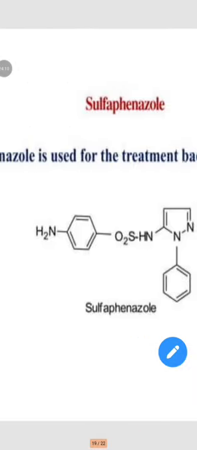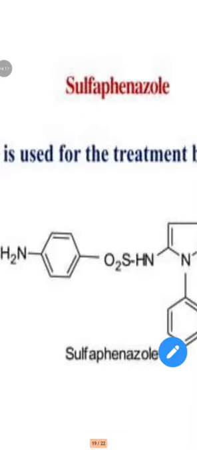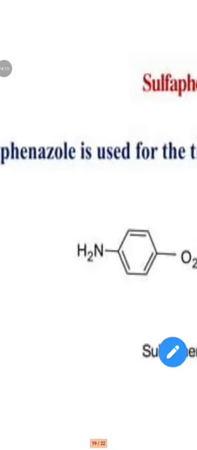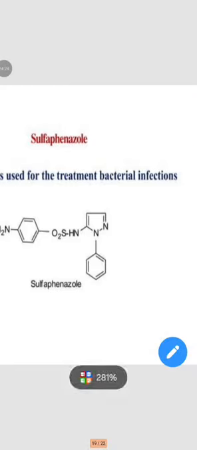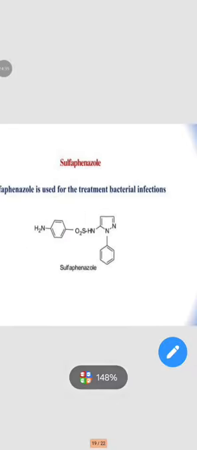The next one is sulfophenazole. Sulfophenazole is used for the treatment of bacterial infection. This is the structure of sulfophenazole.